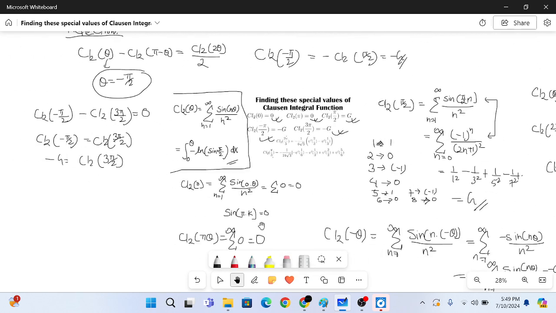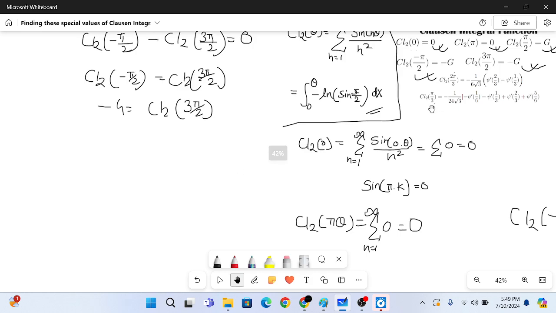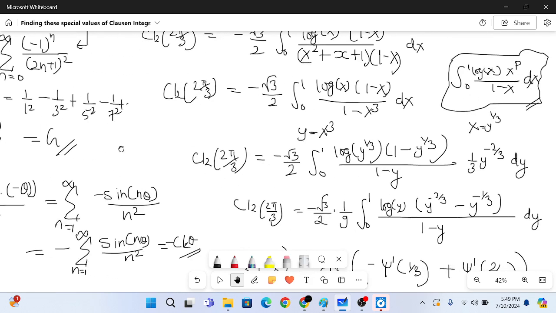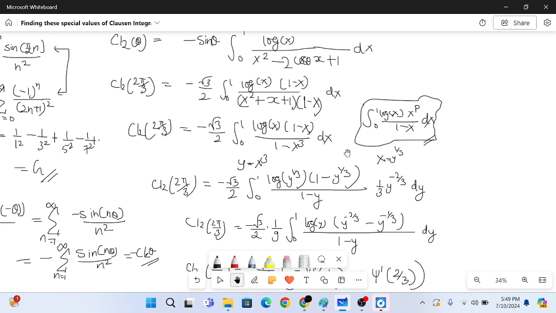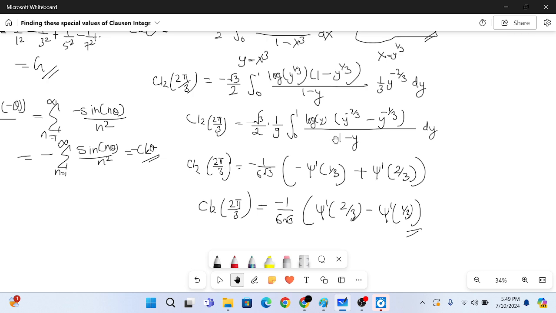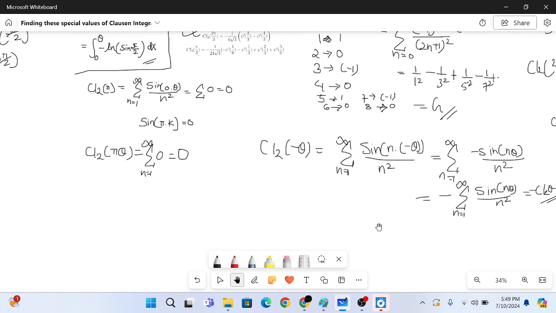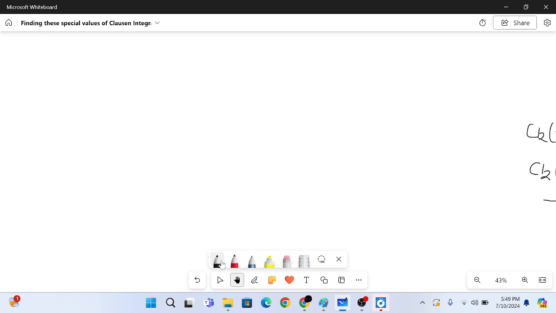Now the next one, the last one. I hope you get this. Over here it was just using this integral representation, then making it 1 minus x cubed, and then using substitution and the trigamma integral. Now the next one, CL2 of pi by 3. This is slightly different. It also comes in terms of the trigamma function, but it's slightly different.